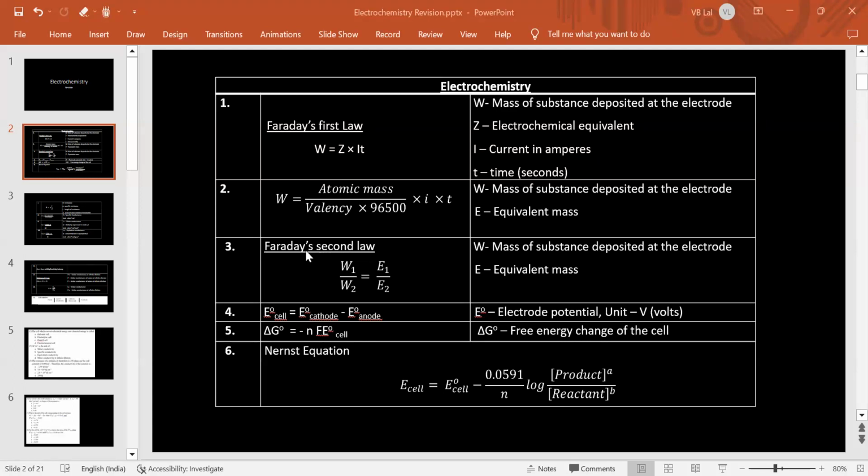Then Faraday's second law, W1 by W2 is equal to E1 by E2. Then this is the equation which is used for calculating the cell potential of a standard cell. Then this is the equation where you calculate delta G of a cell. And then the next one is the Nernst equation in case the conditions are not standard conditions.